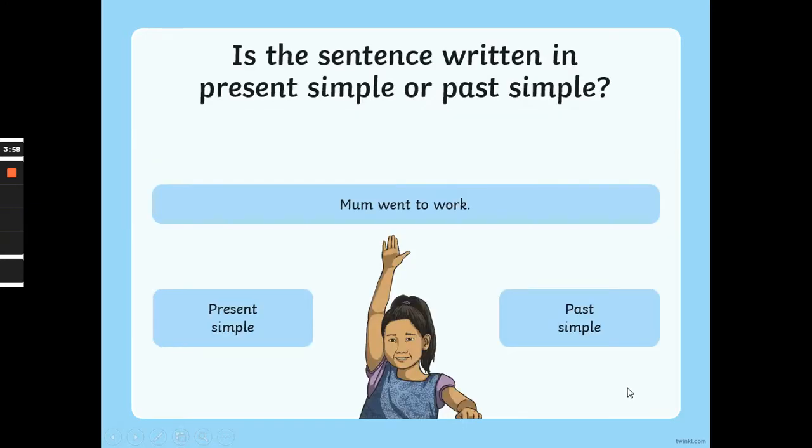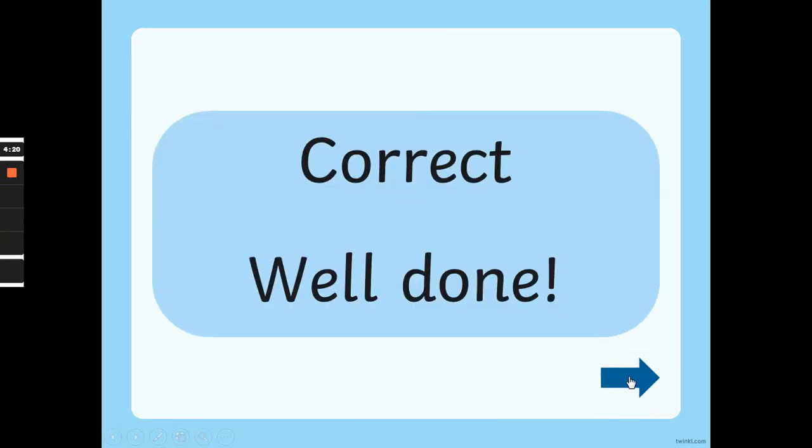Oh, yay. Mum went to work. So if Mum was going, if it was the present, I would say Mum's going to work. So Mum went to work when it's already happened. She did that earlier. It's already been. So I'd say that is the past.